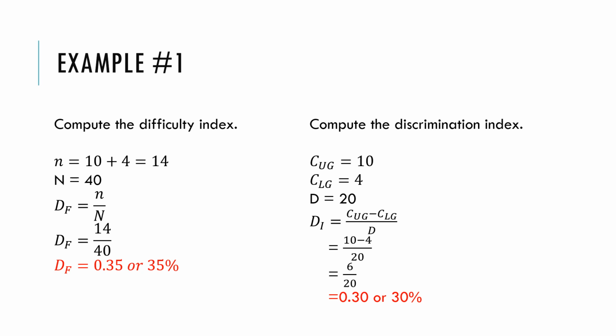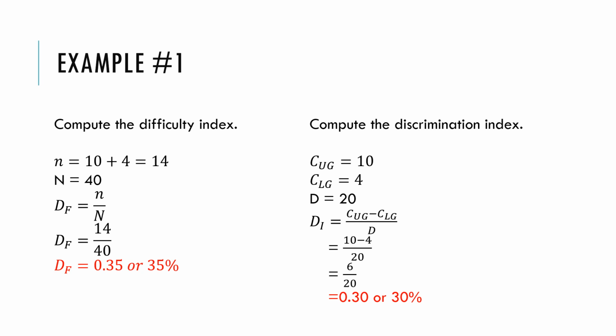Now, right after getting the result, you have to go back to the interpretation kung ano yung 0.35 or 35%. Okay. Right after computing the difficulty index, we have to compute now the discrimination index. So we have, of course, CUG is equal to 10. Okay. And then nakakuha ng tamang sagot sa upper and then nakakuha ng tamang sagot sa lower, apat. So we have here our D is equal to 20.